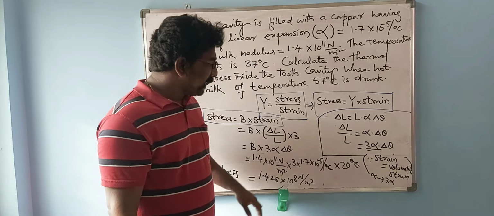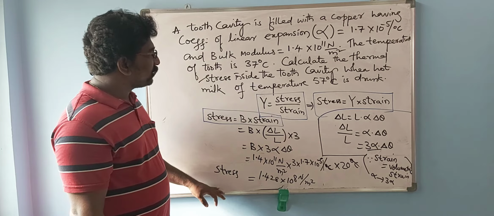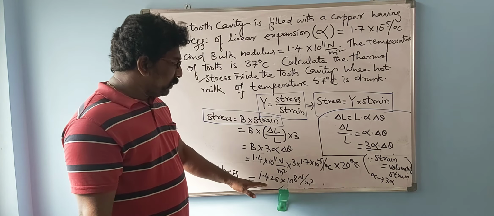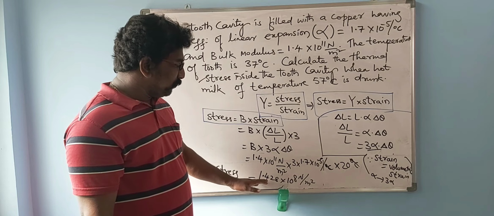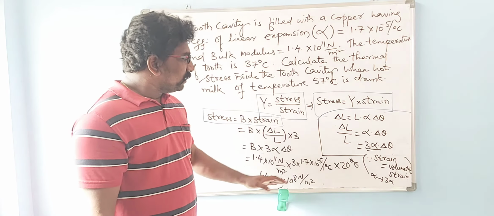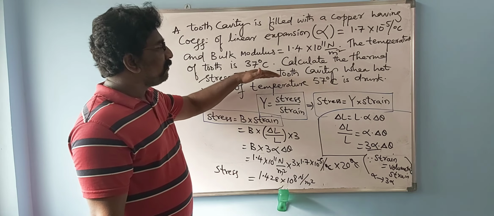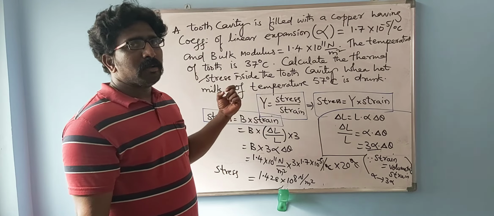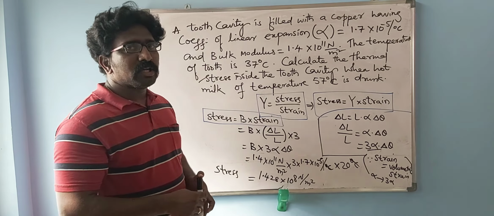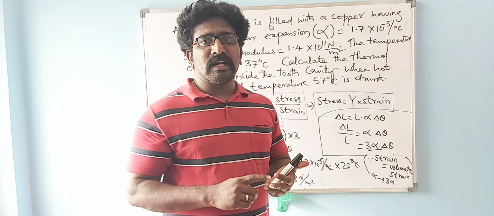If I do the mathematics here, then ultimately the amount of stress that the tooth cavity has undergone will be equal to 1.428 into 10 power 8 Newton per meter square. This is the amount of stress which this tooth cavity undergoes whenever hot milk is drunk. This concept is very important in NEET physics, EAMCET physics and IIT physics.